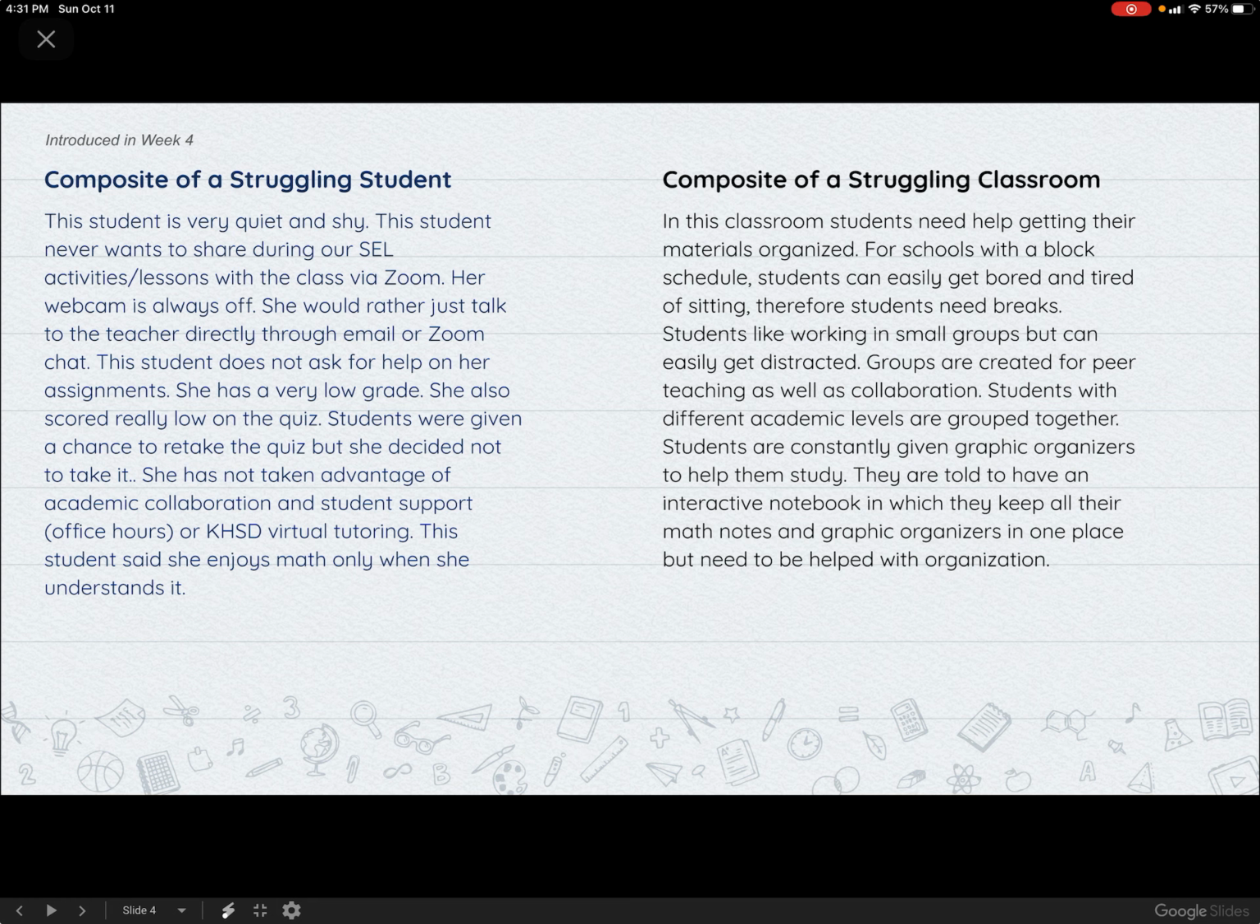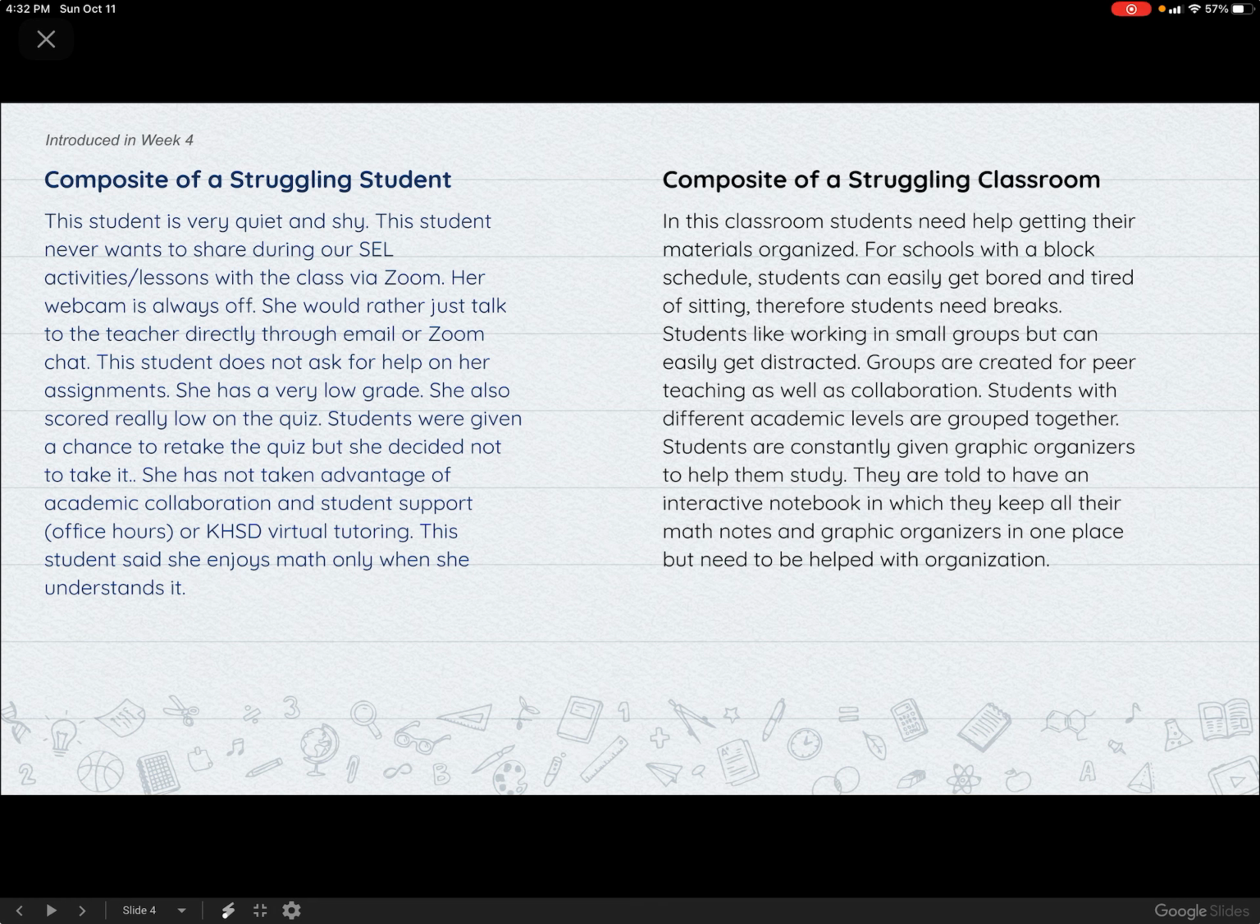So I now have a composite of a struggling classroom. In this classroom, students need help getting materials organized. For a school with the block schedule, students can easily get bored and tired of sitting. Therefore, students need breaks often. Students like working in small groups but can easily get distracted. Therefore, groups will be created for peer teaching as well as collaboration.